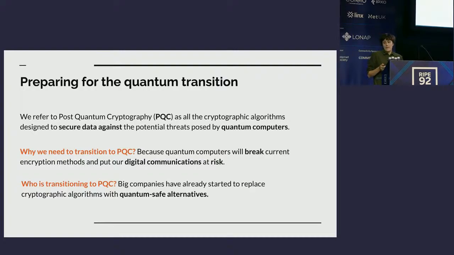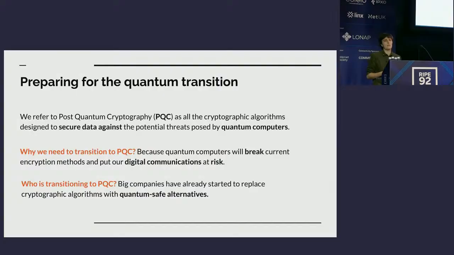So we need to transition to post-quantum cryptography because quantum computers, when they arrive, will break our current encryption methods and put our communications at risk. For example, I think in the last couple of months, Google announced their Willow quantum computer. So, yay. And so the thing is, who is already transitioning to post-quantum cryptography?